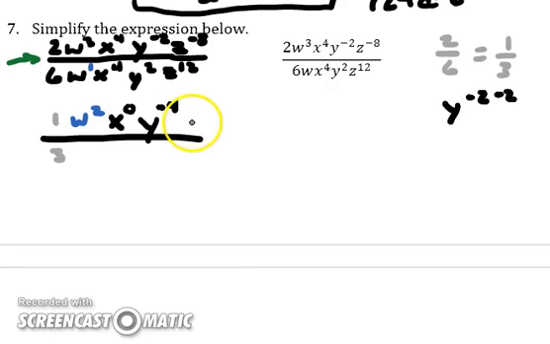And then on the last one, z to the negative 8th over z to the 12th. What I do is I subtract those, and again I can go over here to my scratch paper, or I can do a middle step, and I get z to the negative 8 minus 12, and that gives me z to the negative 20th.